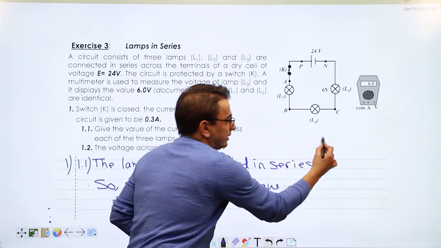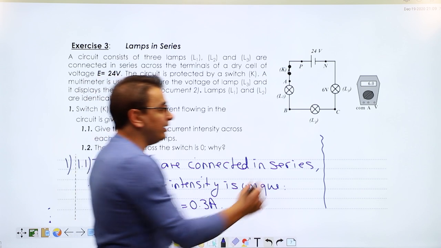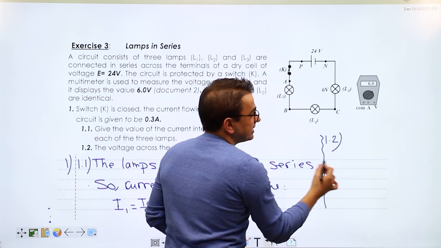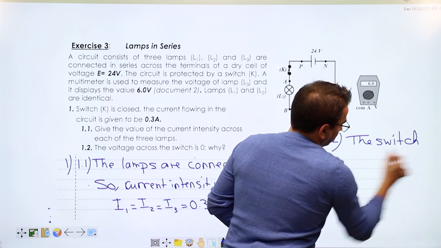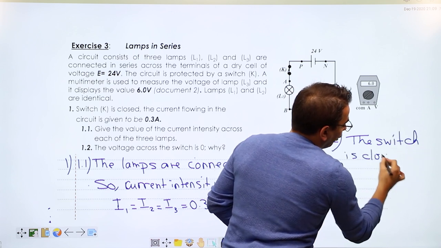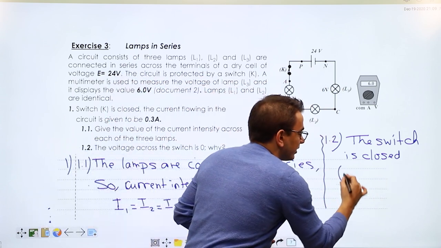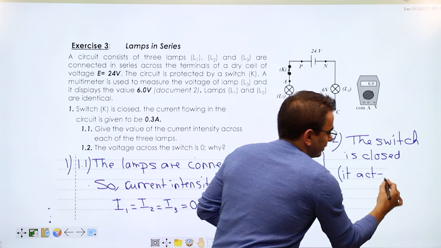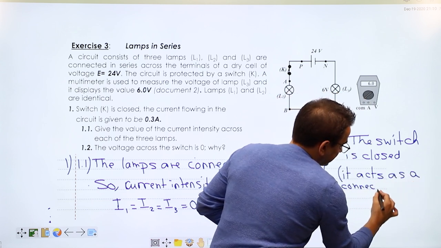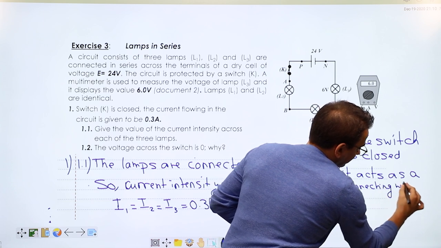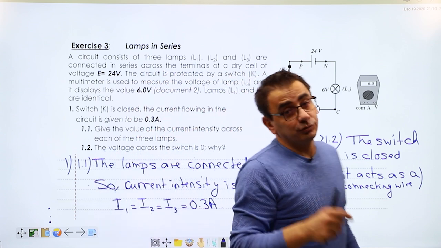2, I'll add it here. The voltage across the switch is 0. Why? 1.2. All you can say is the switch is closed. And that's more than enough. If you want further explanation, you can say it acts as a connecting wire. Okay? As a connecting wire. That's it. So this is concerning parts 1.1 and 1.2.